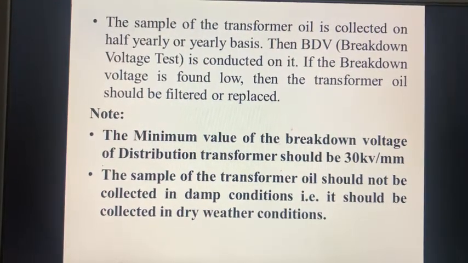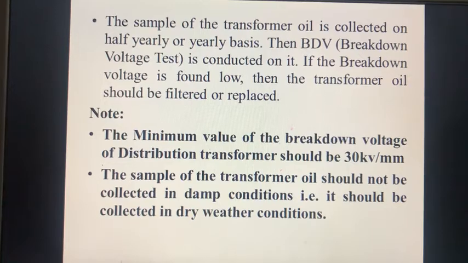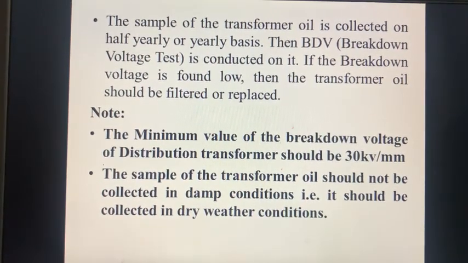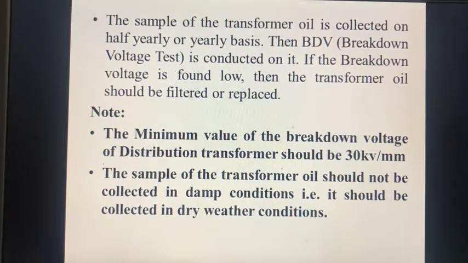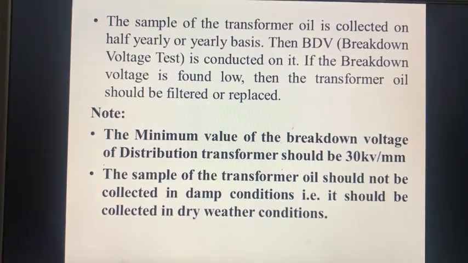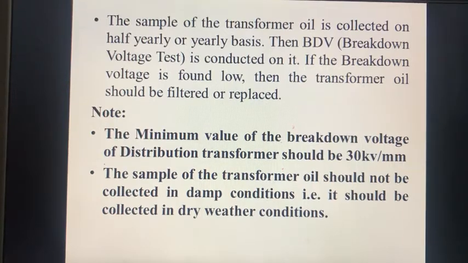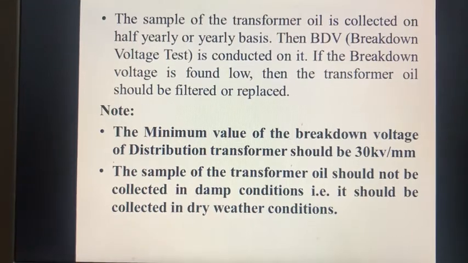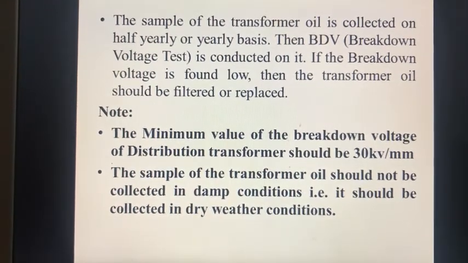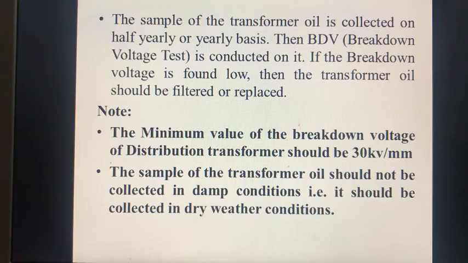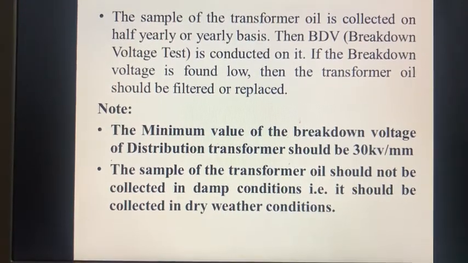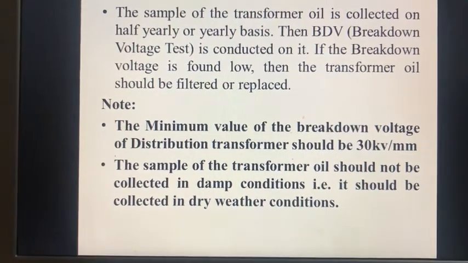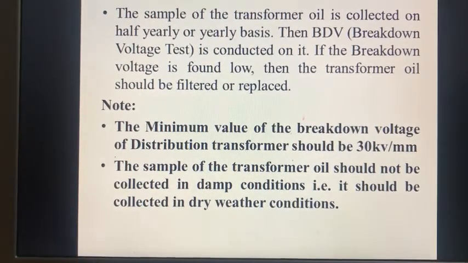Here we should note that the sample of the transformer oil which is collected from the main tank should not be collected under damp conditions. It should be collected in dry weather conditions and the value should be 30 kV per mm. If the value is less than this, then it means it requires filtration or replacement. Moreover, the oil should be collected from the main tank through the sampling valve.